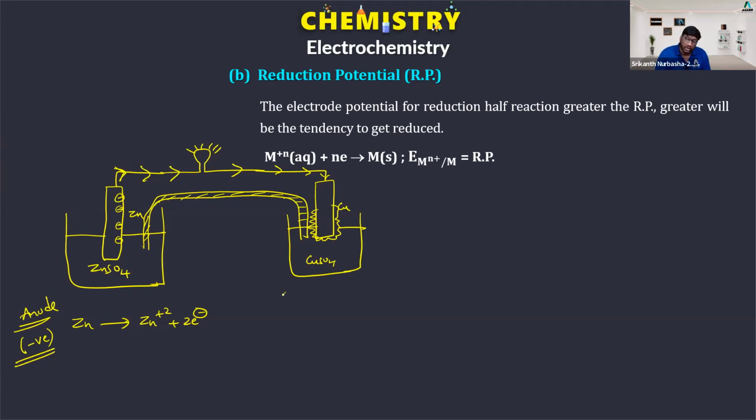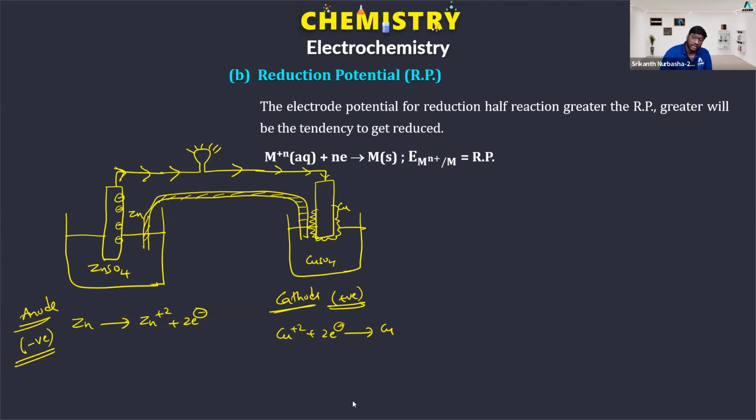At the cathode, what happens? Reduction occurs and electrons are gained. That means Cu+2 takes up 2 electrons, forming Cu. The electrons reaching the cathode are gained by Cu+2 and copper is deposited. So it is called positively charged. Anode is negatively charged, cathode is positively charged in a galvanic cell, and this is how the circuit works.